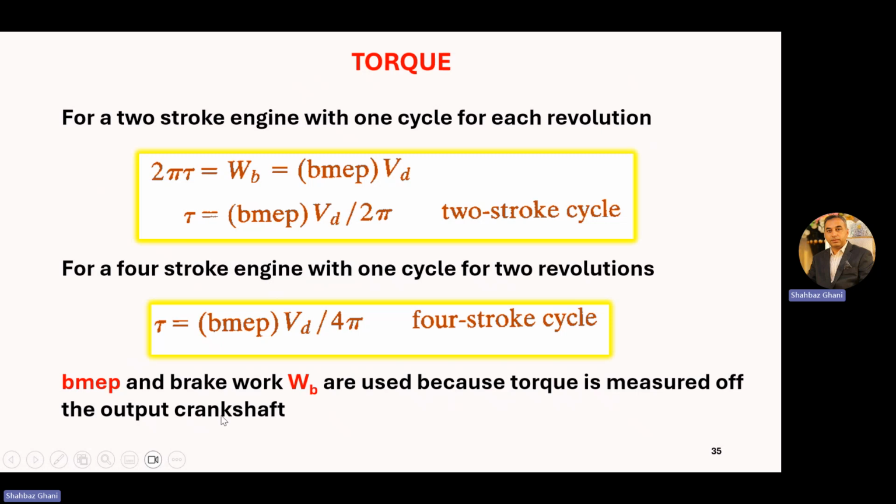Brake mean effective pressure and brake work WB are used because torque is measured at the output crankshaft. So it is not indicated work or indicated mean effective pressure. It deals with the brake mean effective pressure and brake work because it is measured at the output end, and that output end is your crankshaft.